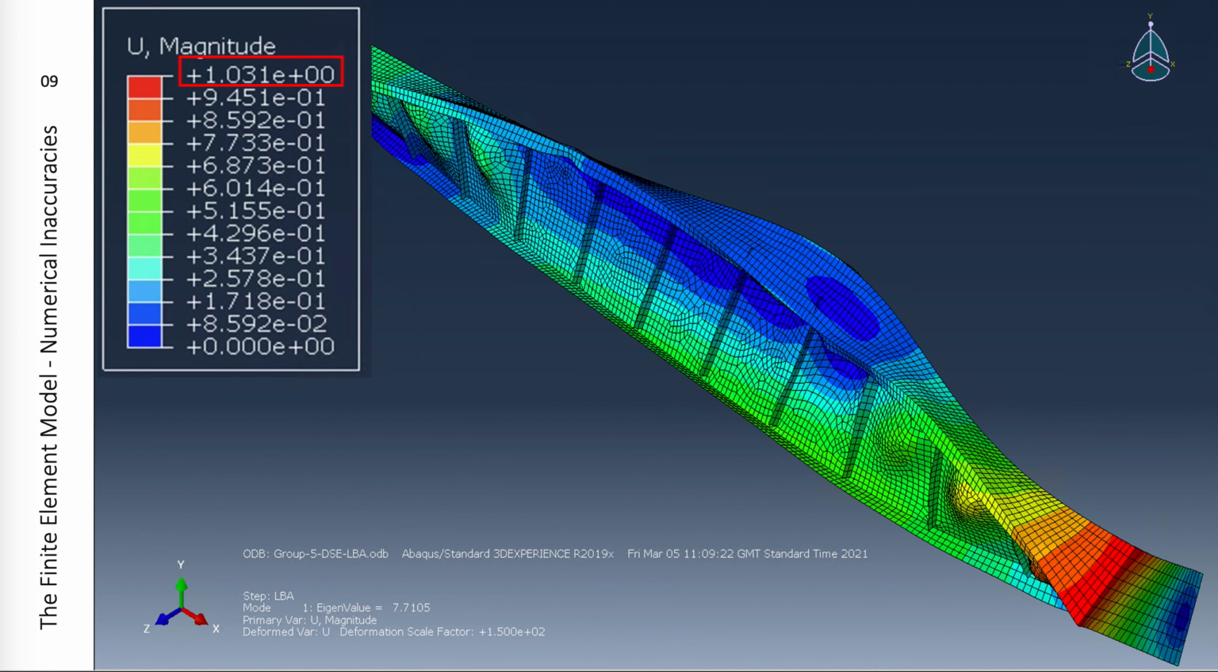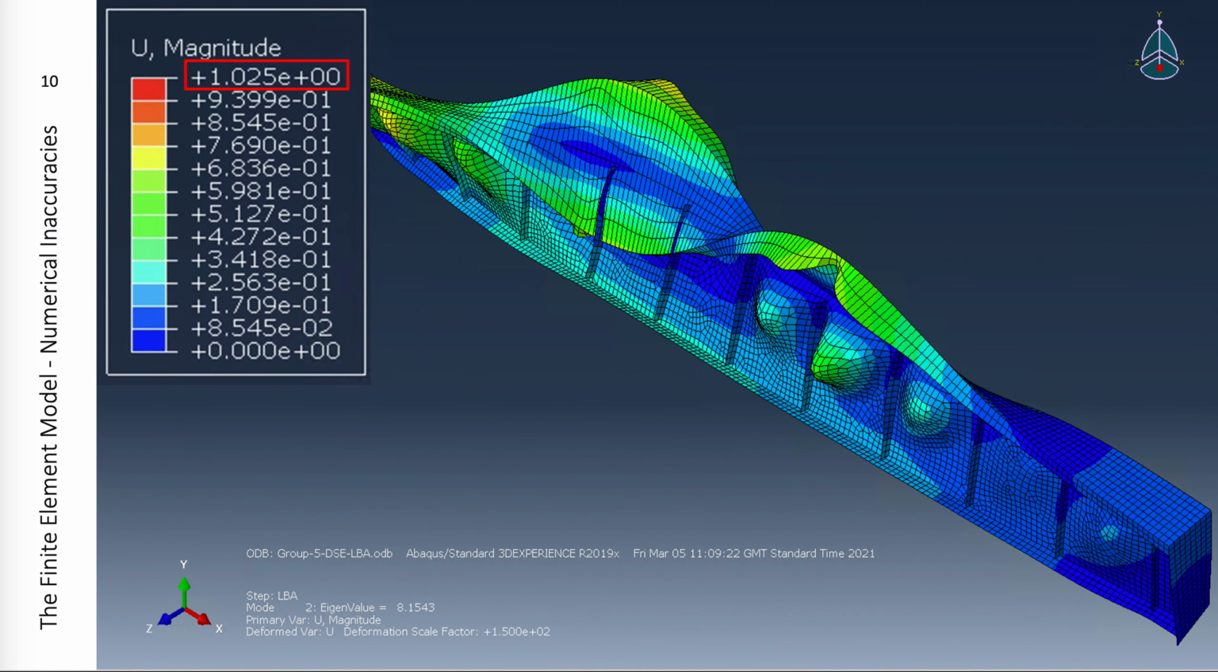Numerical inaccuracies were found in maximum deflection for the first two linear bifurcation analysis, LBA, modes, which are slightly greater than 1. Although this is unexpected in an eigenvalue analysis, given how small the error is, it is not a concern. Our findings coincide with expected numerical behaviors of finite element methods.